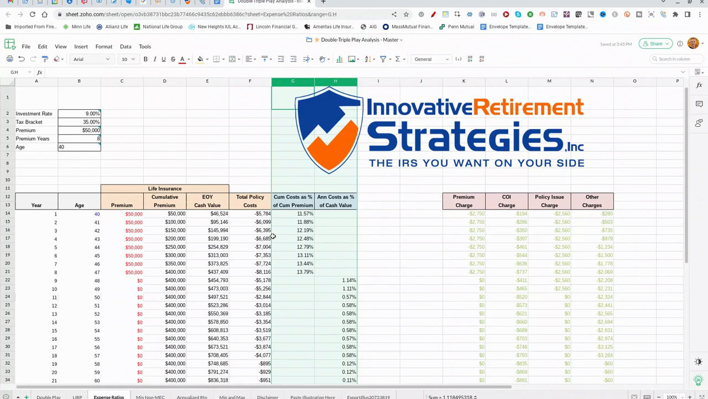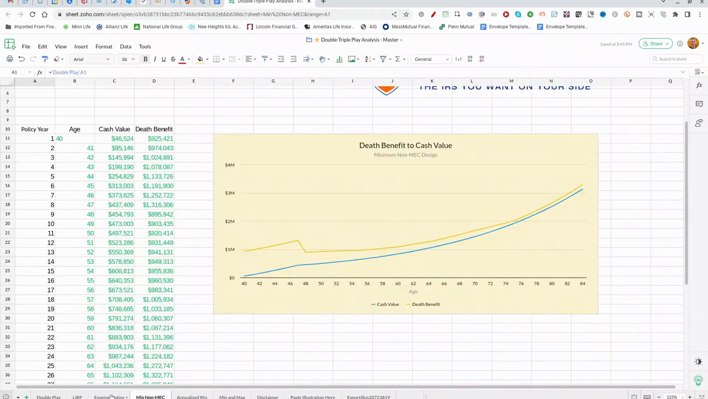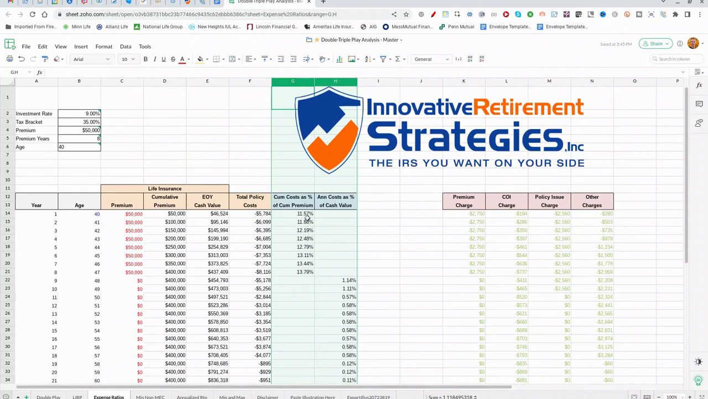So this particular client was putting in $50,000 a year for 8 years, and then ceasing payments from that point on. So if you look back at this graph, you can see that we're slashing the death benefit at that time. But here, during the years that he is paying premium, his costs range anywhere between 11.57% up to 13.79%, well below the 85% cash value to premium ratio that you often hear me mentioning in a lot of my videos.